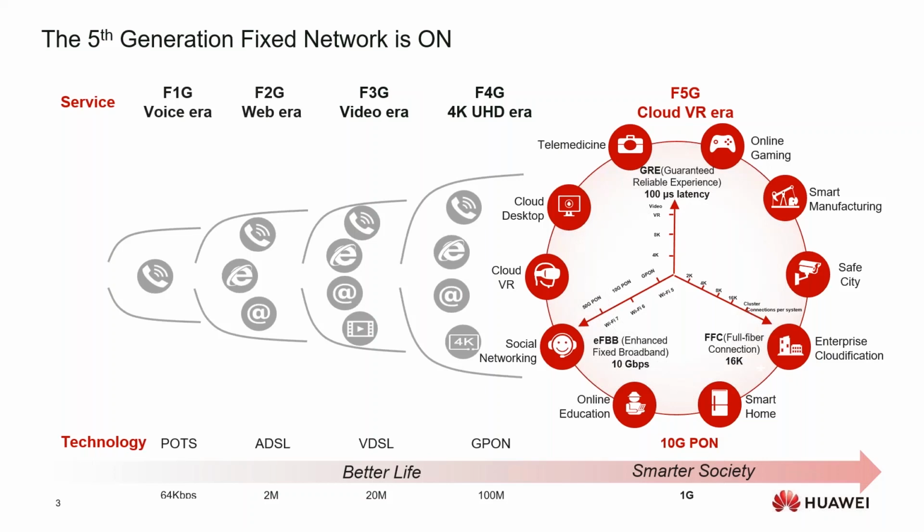At this time, we have an opportunity to start to deploy the fifth generation of the fixed network, that is F5G. More features will be introduced. Firstly, the bandwidth is another 10 times higher. The technology is moving from GPON to 10G PON, bringing gigabit level service packages to residential broadband.